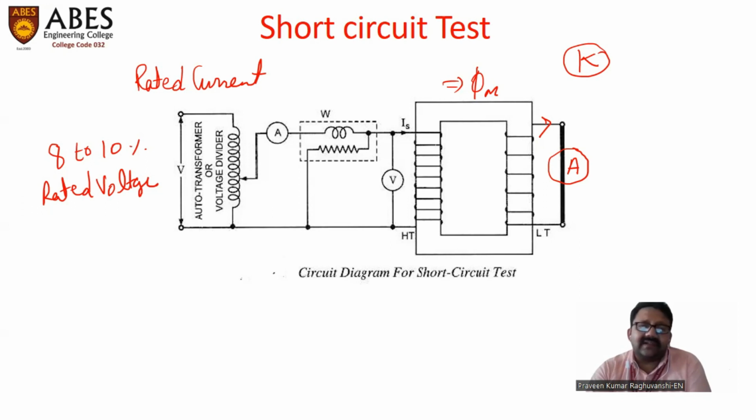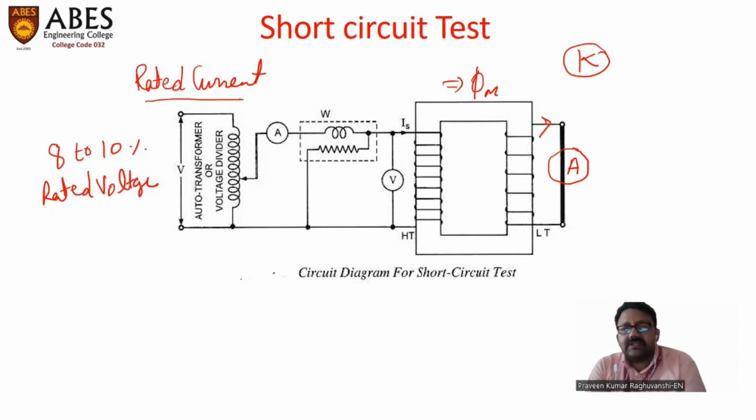And as this test is conducted on rated current, by the wattmeter reading we can directly find out the copper losses of the machine. So this is the procedure of short circuit test. Now, while performing short circuit test, we have to keep a few things in mind.